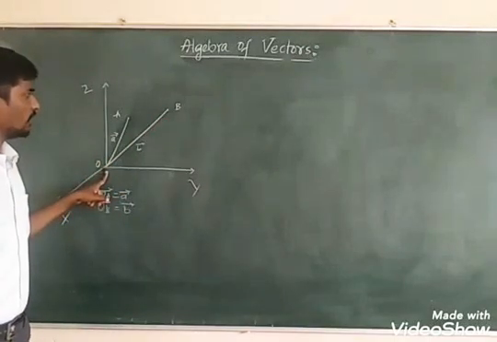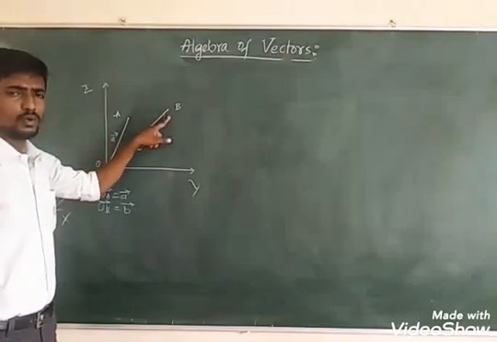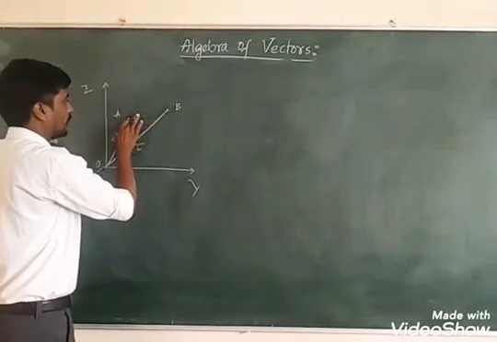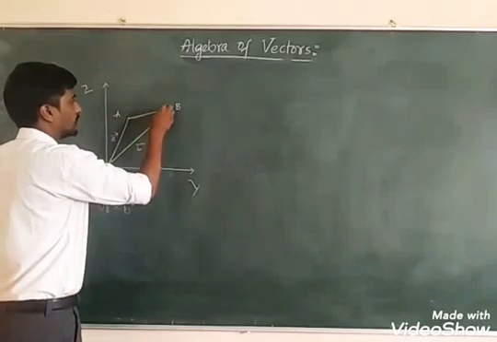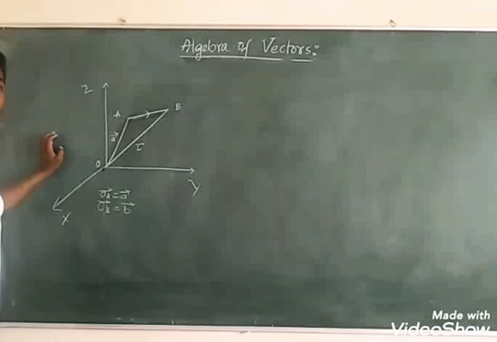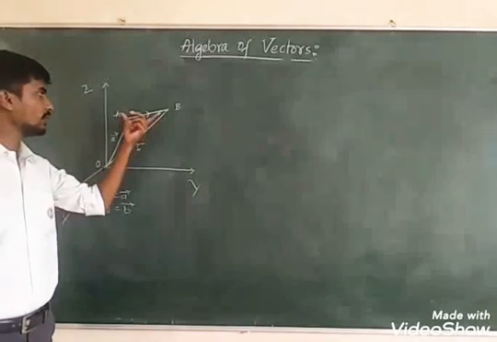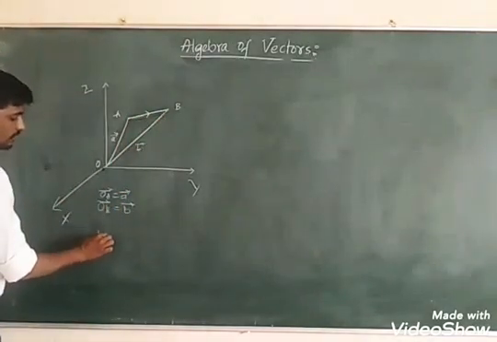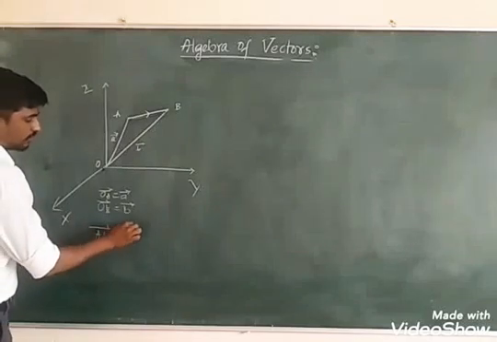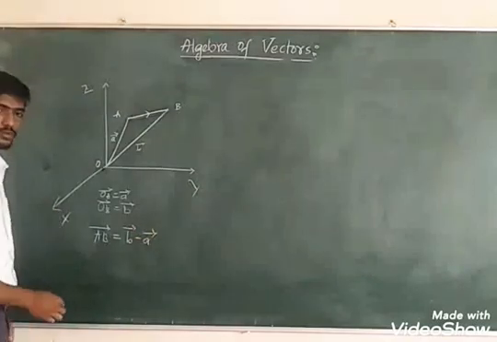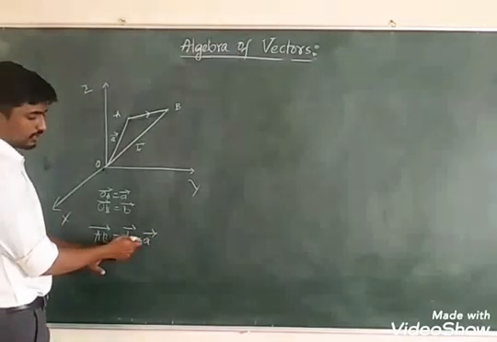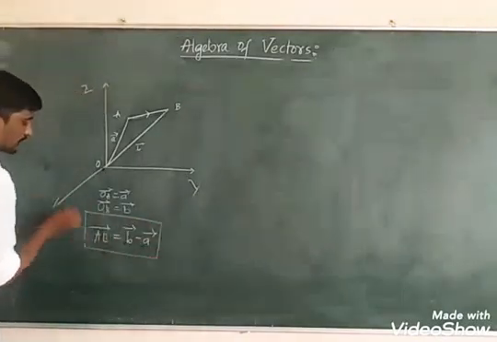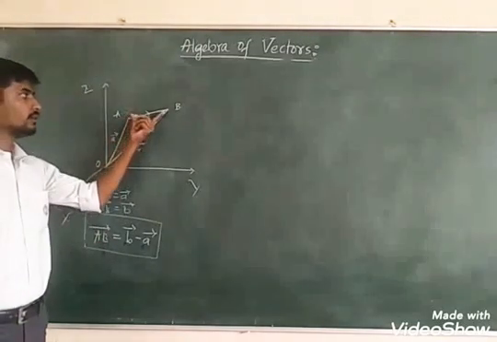We have two points here, A and B. What will be the vector which is joining these two points? How are we going to represent the vector joining the two points A and B? It is given by the vector AB. Vector AB is equal to vector B minus vector A, which means the position vector of the point B minus the position vector of the point A. This is how we represent the vector joining the two points.